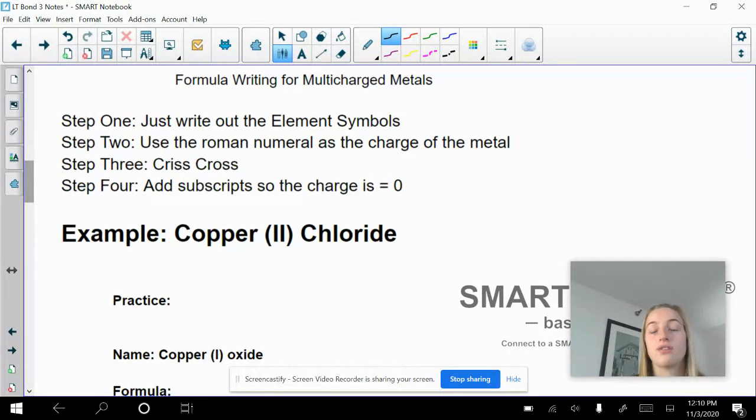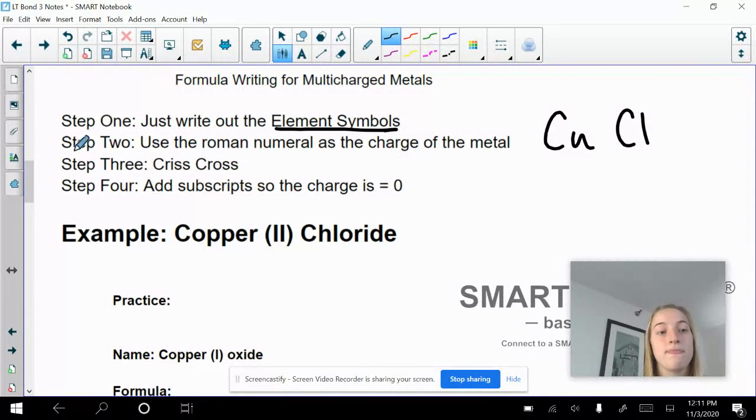So when we are writing our formulas from our name with our multi-charged metals, we have 4 steps. So we'll go through this example using our 4 steps. So we have copper 2 chloride. We're given the name. We need to write the chemical formula for it. So first thing that I'm going to do is write out my element symbols, Cu and Cl.